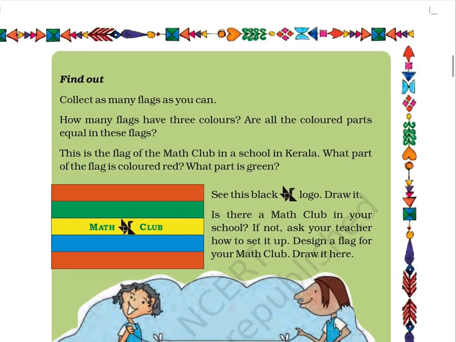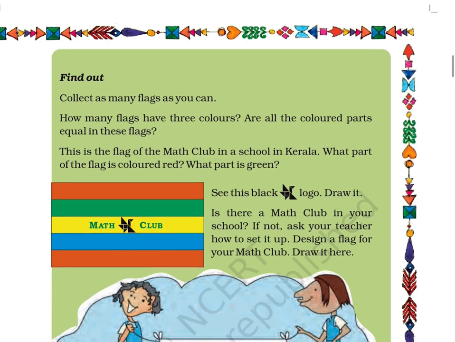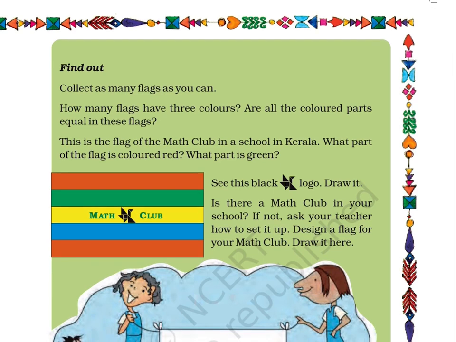Page 51. Find out. Collect as many flags as you can. How many flags have 3 colors? Are all the colored parts equal in these flags? This is the flag of the Math Club in a school in Kerala. What part of the flag is colored red? What part is green? Below this we see the picture of the flag of the Math Club.